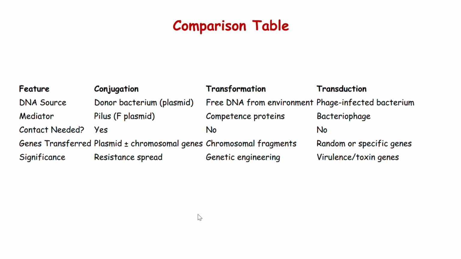Now that we have gone through conjugation, transformation, and transduction one by one, let's take a step back and compare them side by side. In conjugation, the DNA comes directly from a living donor bacterium. It requires physical contact between cells, usually through a pilus, and it's often plasmid DNA that is transferred. This makes conjugation the fastest way for bacteria to share resistance genes.